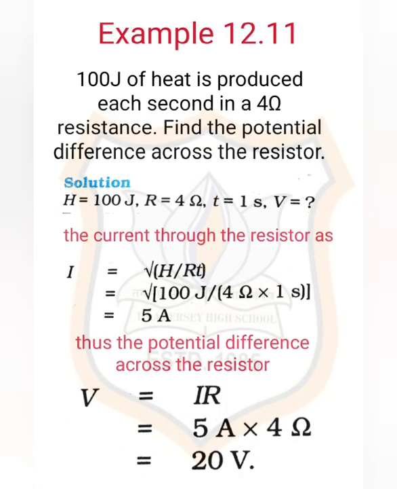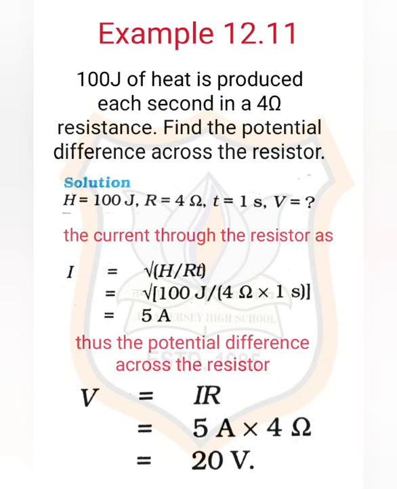Now, regarding this heating effect relation, let us discuss an example 12.11. 100 joules of heat is produced each second in a 4 ohm resistance. Find the potential difference across the resistor. Let us start the solution. What we are given? Heat H is equal to 100 joules, resistance R is equal to 4 ohms, t is 1 second as they are saying in each second, and we have to find out V, potential difference.